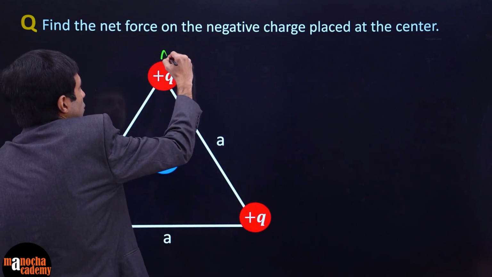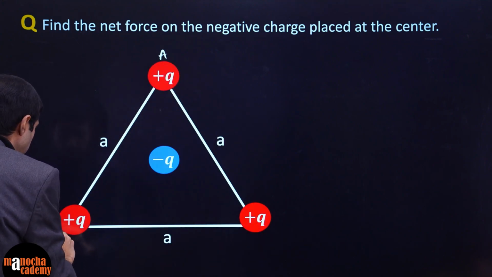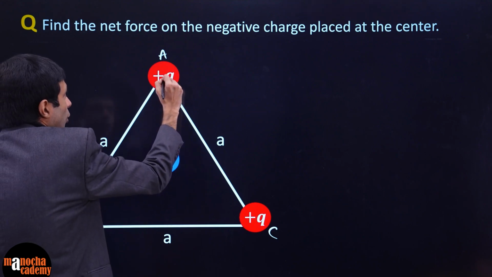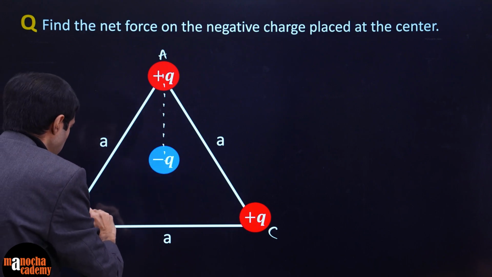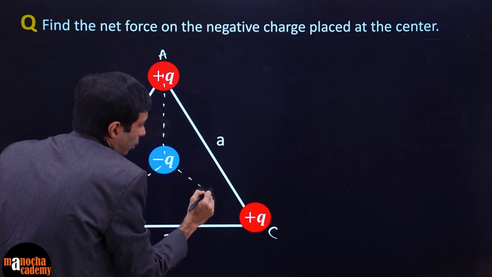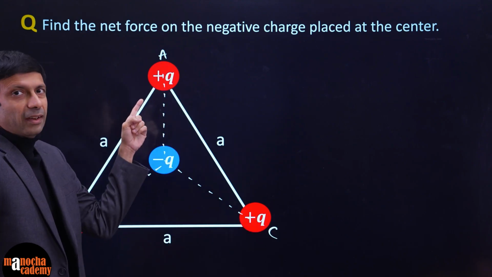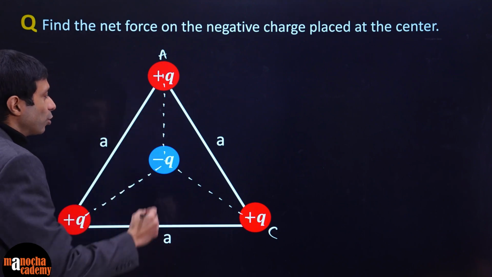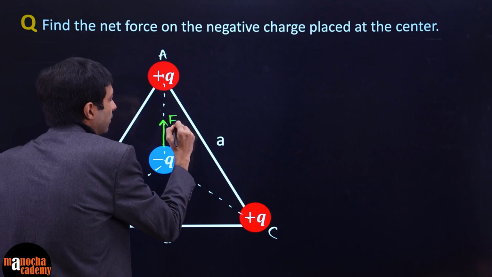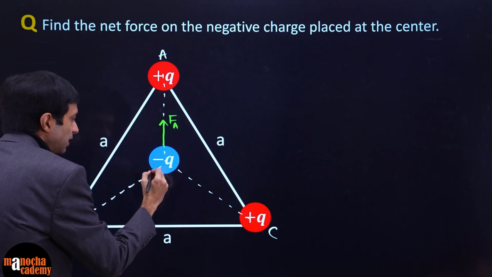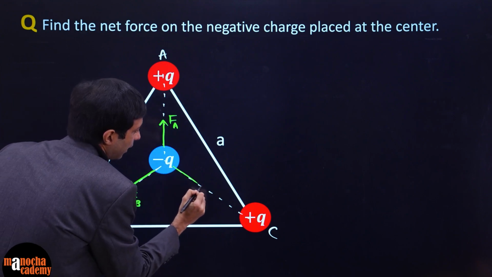So let's mark this triangle. Let's say the vertices are A, B, C. Let's look at the forces. So we must draw the line joining the charges. Let me just join the line of all these 3 charges. So we want the force on the negative charge due to A. They are unlike charges, so there will be an attractive force. So the force on minus Q is going to be this way, towards A. Similarly, the force on this negative charge due to B is going to be this way, FB, and we will have another force here, FC.